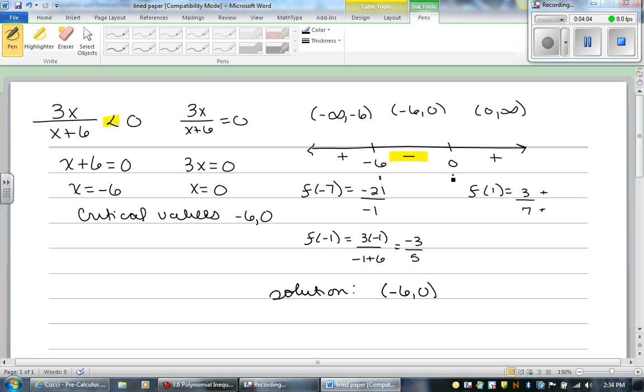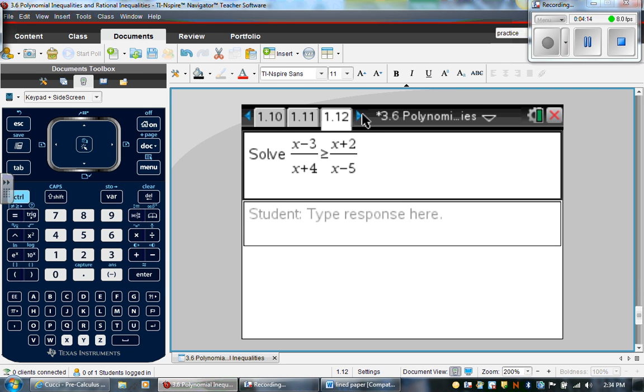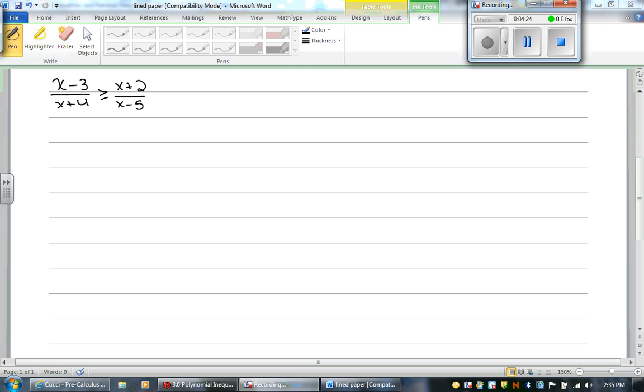It's very similar to what we just did before, except we're dealing with the numerator and the denominator separately, and we're finding what's called critical values. So let's take a peek at the next one. x minus 3 over x plus 4 is greater than or equal to x plus 2 over x plus 5. Just like with the polynomial inequalities, we do want 0 on one side of the inequality. So we're going to start by subtracting this over.